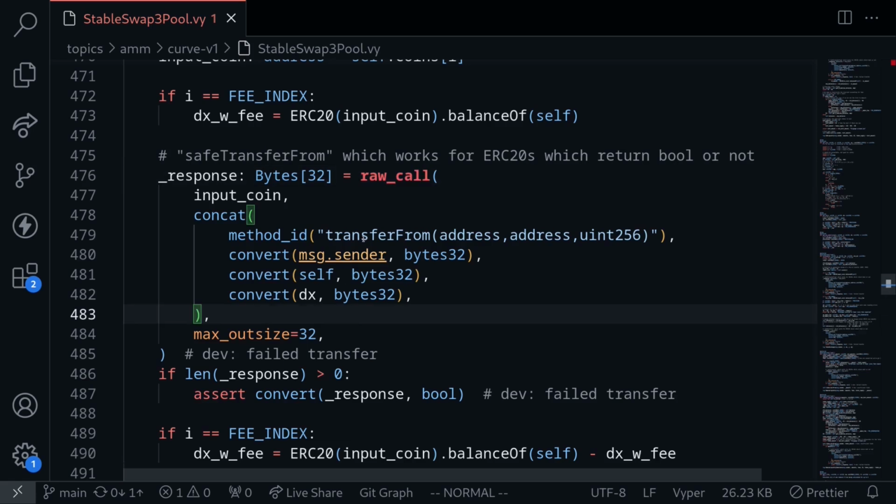It solves the problem of calling the function transferFrom, both for tokens like DAI that return a boolean, and tokens like USDT that do not return a boolean.